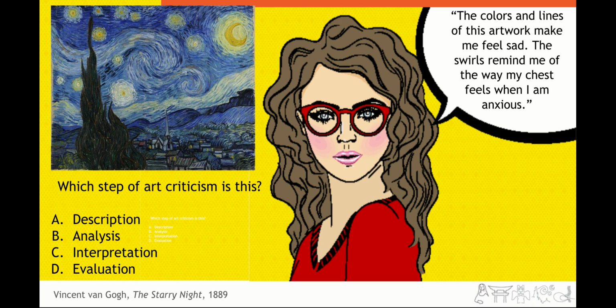This one's a little bit tricky, right? Because they talk about colors and lines, which would be part of analysis, but then they're also saying how the artwork makes them feel. So this is more of an interpretation of the artwork. It's not just looking and describing the elements and principles, it's talking about the meaning behind the interpretation, so the feeling that the artwork gives the viewer.